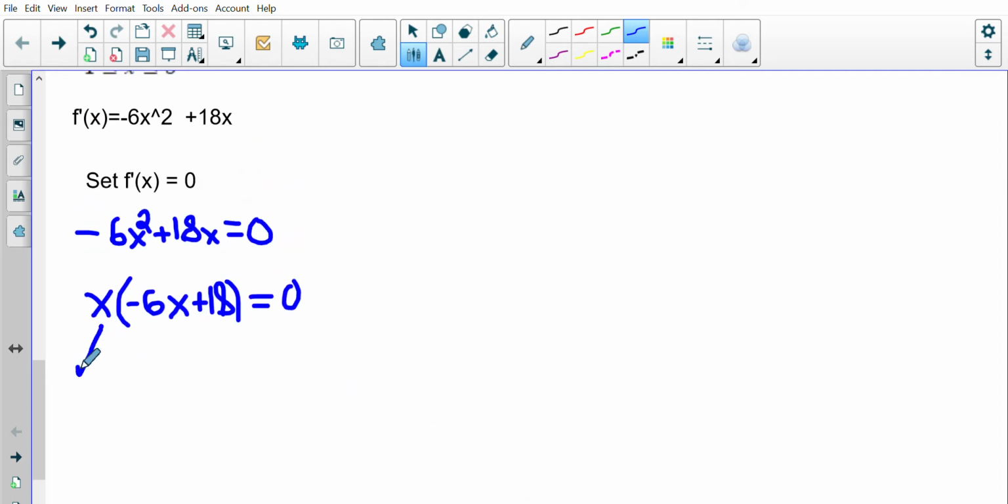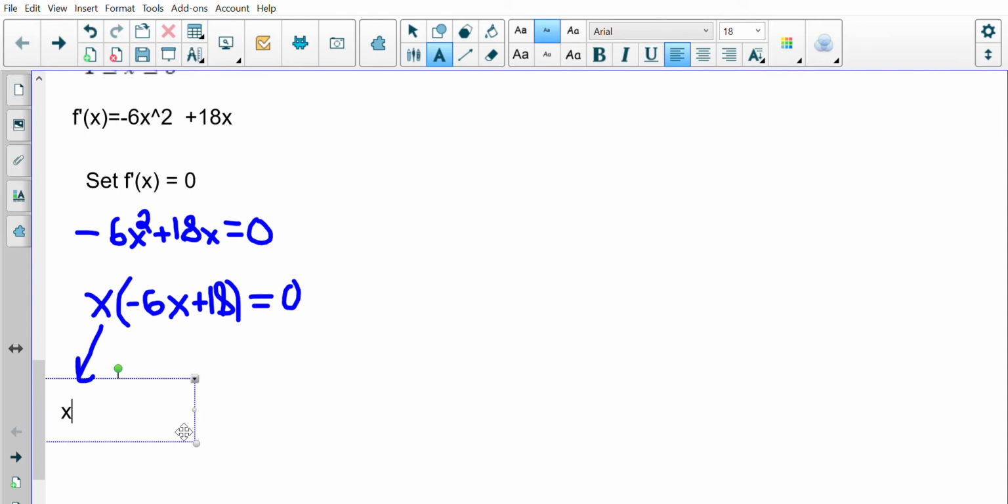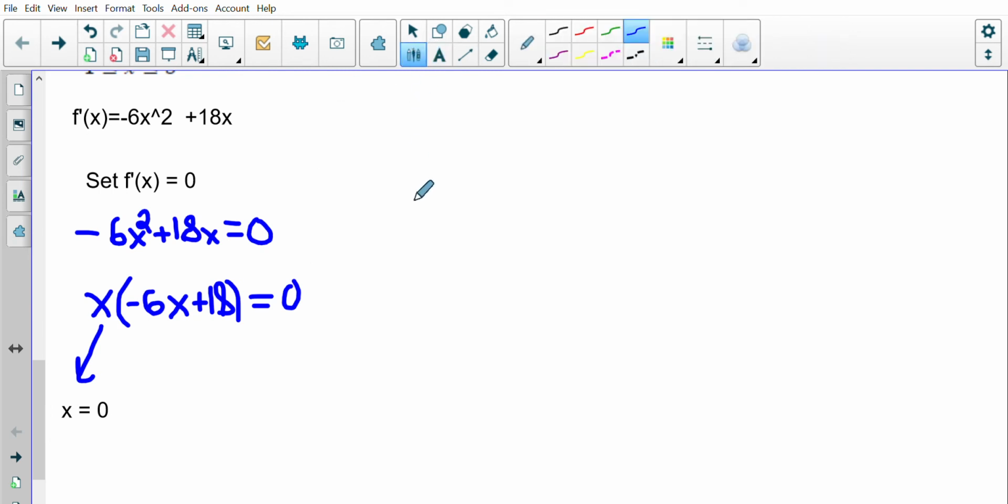So, well, the first one's easy. That's just going to simply be x equals 0. Well, there's one point where there's an extreme: a possible local min, or a local max, not sure which.